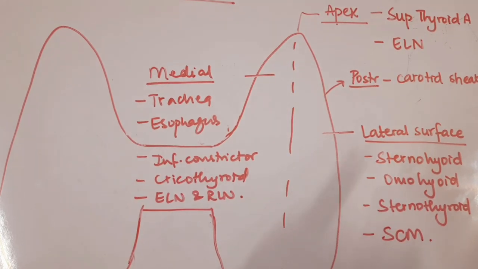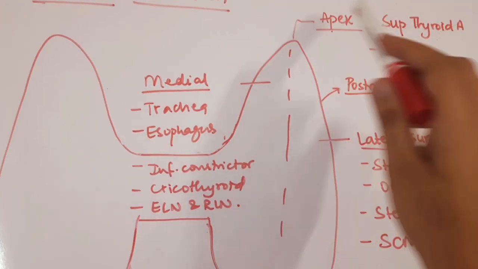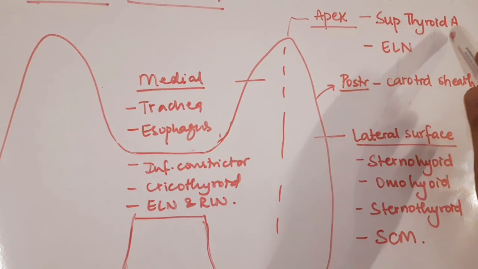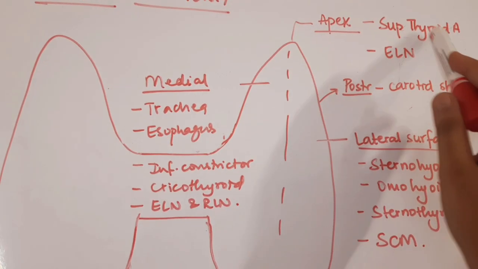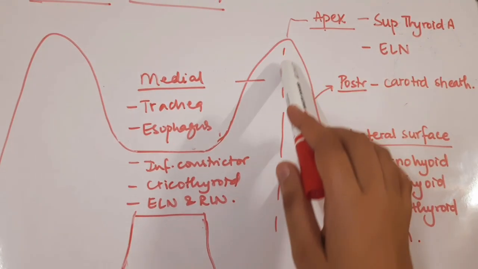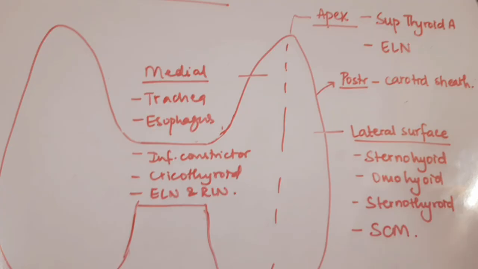Now if we look at the parts and relations of the thyroid gland, we have an apex which is related to the superior thyroid artery and the external laryngeal nerve. So the artery, the superior thyroid artery will enter the thyroid gland at the apex. This is what the apex is related to.